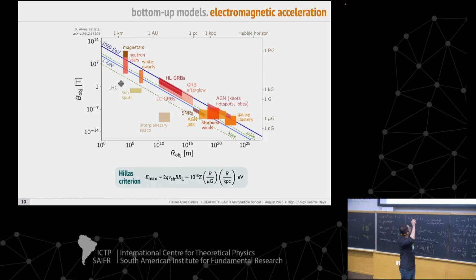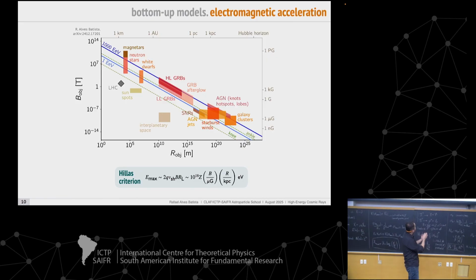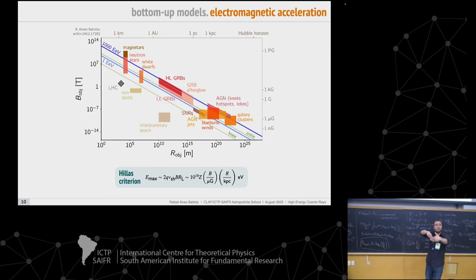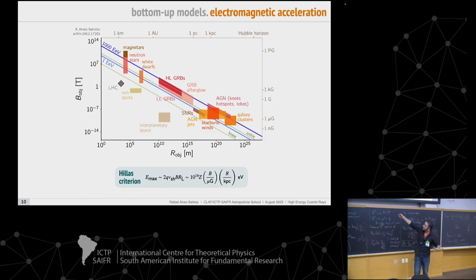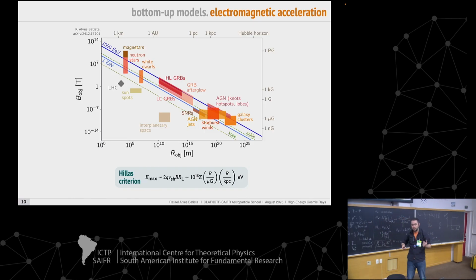So let's take a look once again at the plot. Either we need objects that are very small, like star-sized objects such as magnetars, neutron stars, and white dwarfs, or that are very magnetized with very high magnetic fields. Or we can have weaker magnetic fields, but the object has to be big enough to keep confining the particle so that it can gain energy until it can escape. This is the way to read this plot.